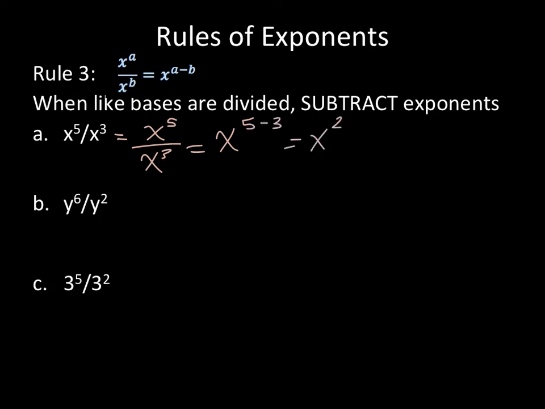And again, if you were to write these all out, 2, 3, 4, 5 x's divided by 3 x's. This actually comes from the fact that they're going to be canceled out, right? So this cancels out this x, this cancels out this, this cancels out this, and you're left with the 2 on the top, which is x squared. That's how they got it, but because we know the rule, we're just going to be subtracting.